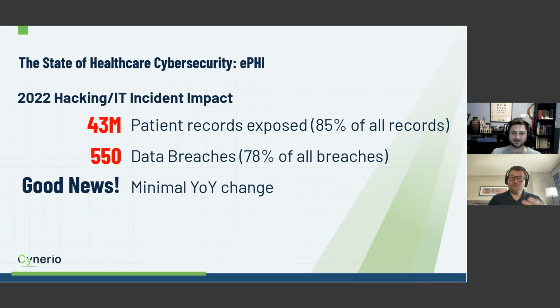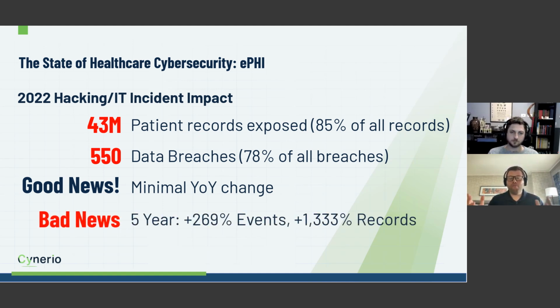The good news is that between 2021 and 2022, there was minimal year-over-year change. These numbers were nearly identical, and it may have even dropped like a tiny 0.5%. The problem is, if we look at a bigger frame of reference, 5 years, for example, the number of hacking and IT events has increased by 270%, and they've become incredibly efficient in stealing patient records. The number of records stolen in the last 5 years has increased 1,300%.